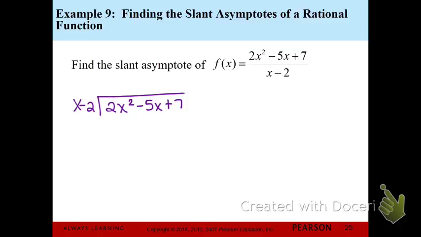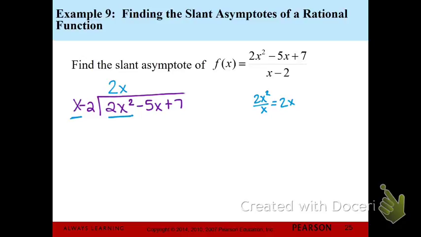And how do we do long division? Divide the first term, so 2x squared divided by x. What is that? 2x, so put that on top.